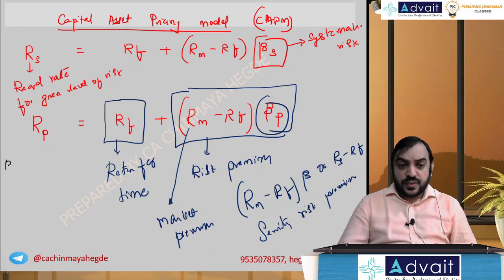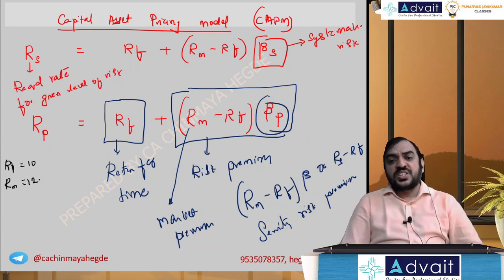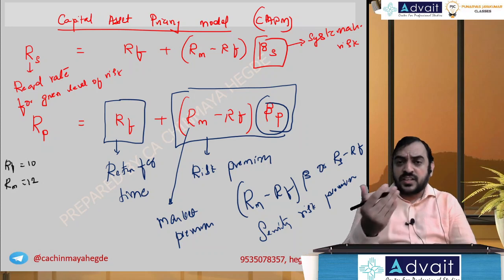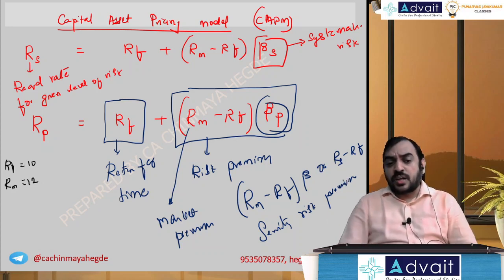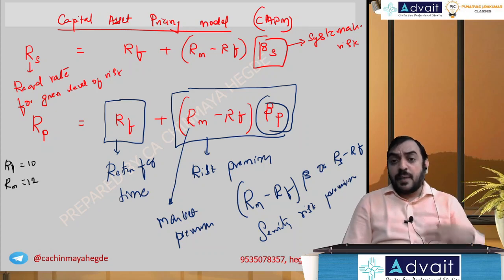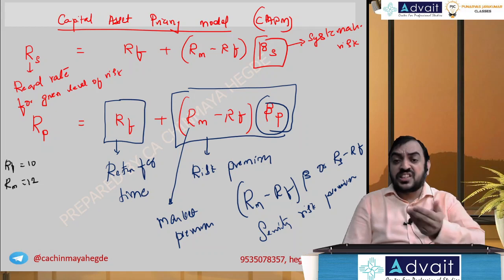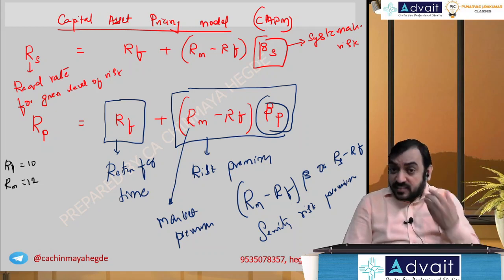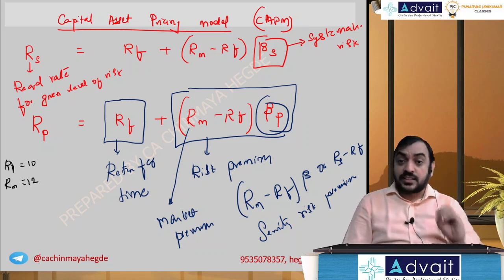Suppose the risk-free rate is 10%, market return is 12%. What do you understand by this? I'm investing in a risk-free return. I'm investing in FD, treasury bonds. I get 10%. I invest in the stock market. I get 12%. I'm expecting more in the stock market, from the Nifty, from the Sensex, from the benchmark. Why? Because I'm taking more risk. I'm expecting 2% extra return.